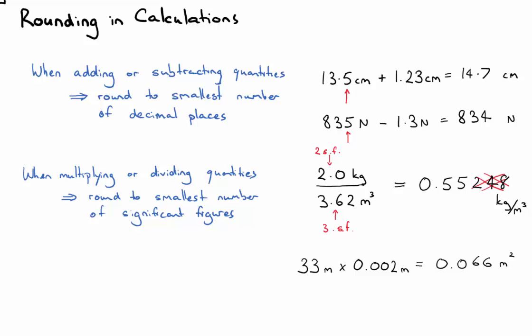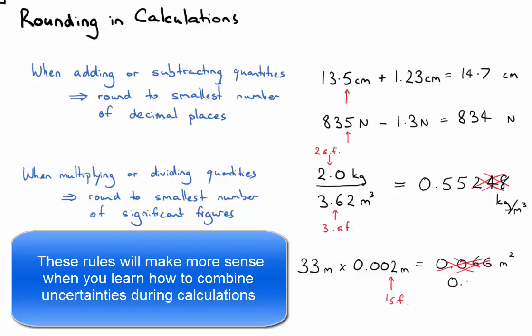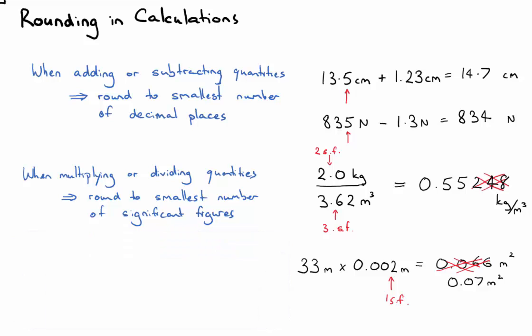But of course this 0.002 only has one significant figure, whereas the 33 has 2, so we need to round our final answer to 0.07. And so by doing that rounding, we make sure that our final answer is not too precise or inappropriately rounded, given the original quantities that we needed to do that calculation.